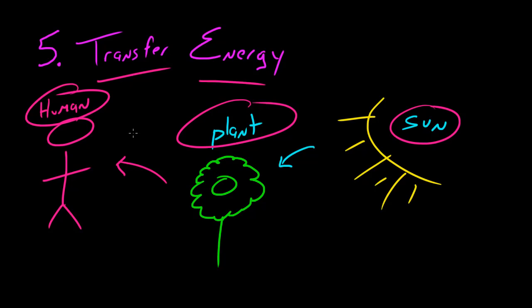But right now, just remember rule number five, in order for something to be considered a living thing, is that living things transfer energy among themselves and between themselves and the environment. So now let's go ahead and move on to number six. Number six is actually really easy, one of the easiest ones. It's that living things grow and develop.